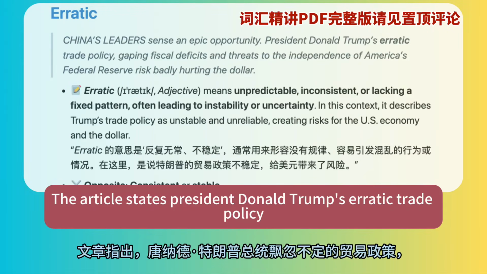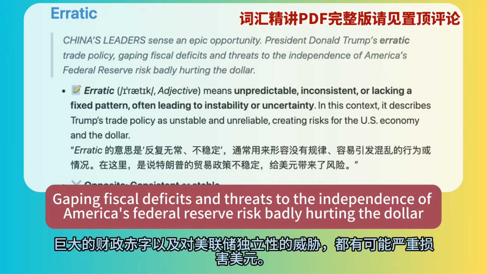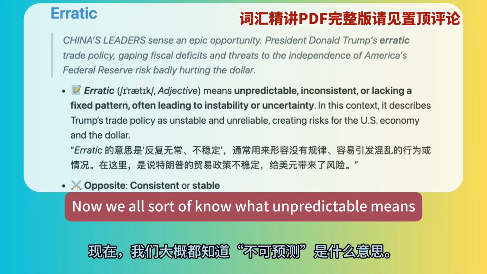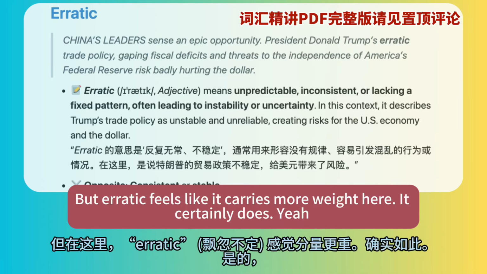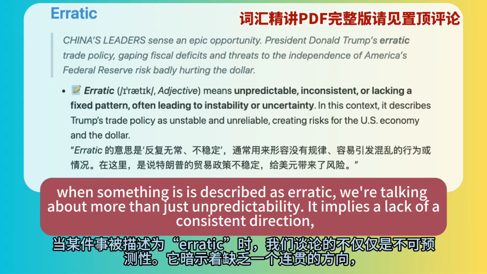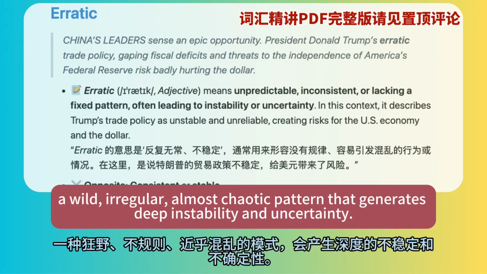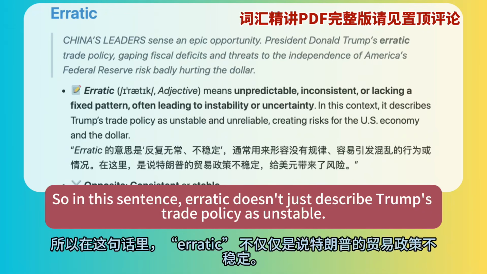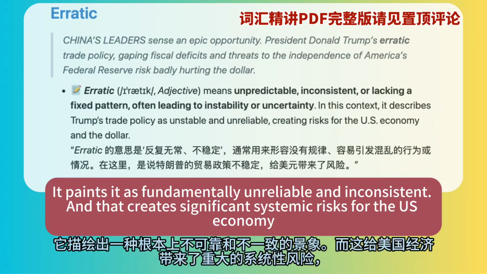The article states, "President Donald Trump's erratic trade policy, gaping fiscal deficits, and threats to the independence of America's Federal Reserve risk badly hurting the dollar." Now, we all sort of know what unpredictable means, but erratic feels like it carries more weight here. It certainly does. When something is described as erratic, we're talking about more than just unpredictability. It implies a lack of a consistent direction, a wild, irregular, almost chaotic pattern that generates deep instability and uncertainty. So in this sentence, erratic doesn't just describe Trump's trade policy as unstable. It paints it as fundamentally unreliable and inconsistent.